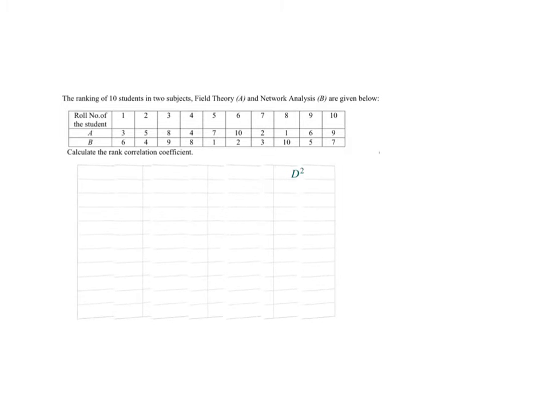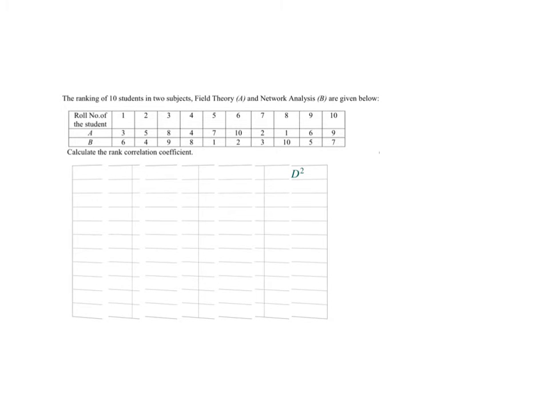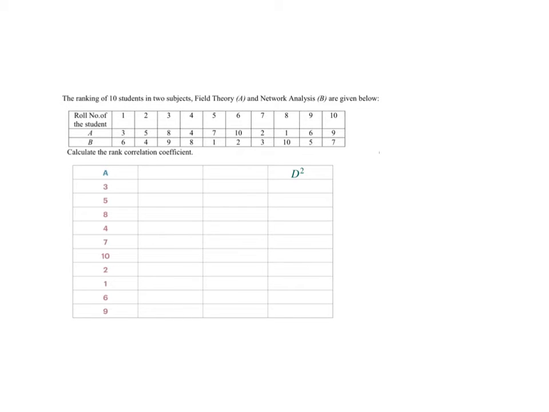The ranking of 10 students in two subjects is given, field theory and network analysis. The roll numbers of the students and their ranks are given. For the solution, we have to prepare the table. Since the ranks are given, we write a column rank A, then a column rank B. The next column, as we told in the previous slide, is the difference between the two ranks.